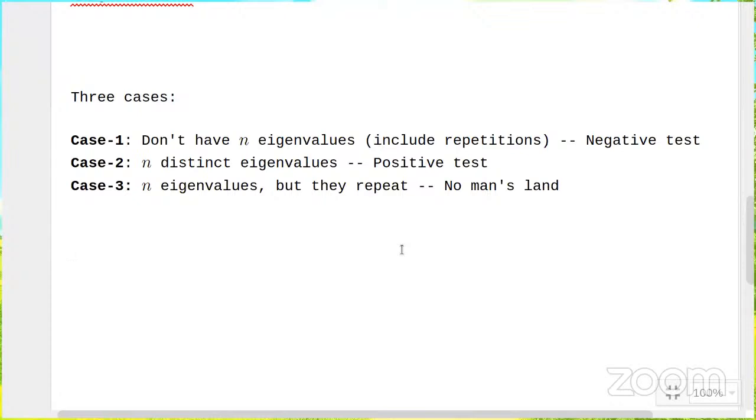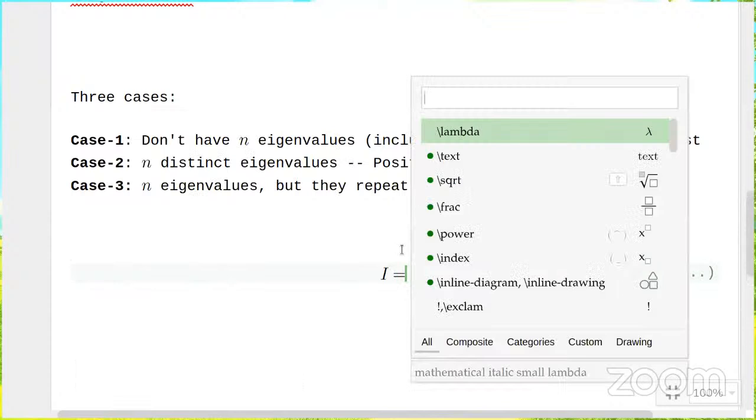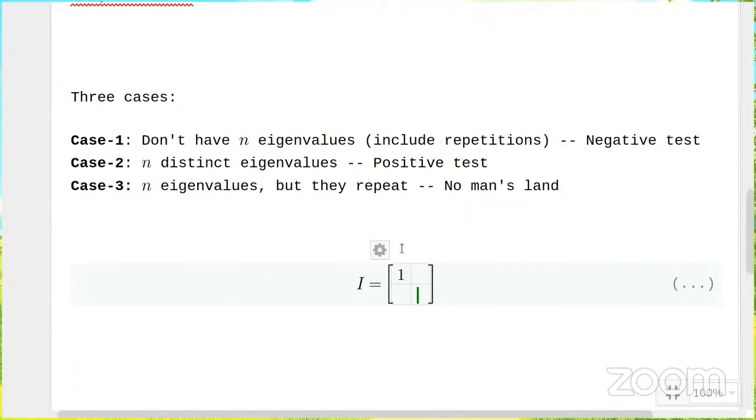Now, if the matrix is diagonalizable, does it mean that it should have n distinct eigenvalues? No. For example, you take an identity matrix, I equal to 1 0 0 1. This has two eigenvalues, but they are not distinct, yet it is still diagonalizable because it itself is diagonal. All diagonal matrices are, by definition, diagonalizable.